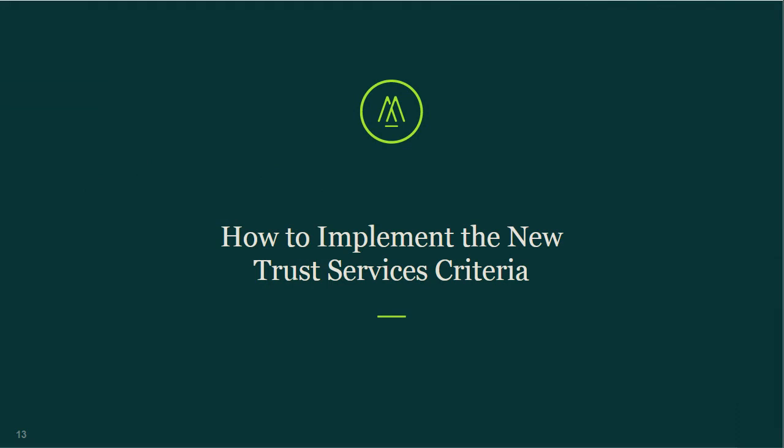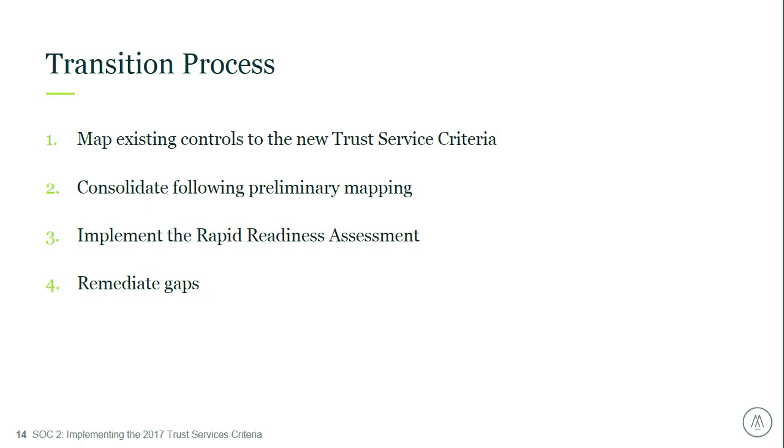Perfect, Kim. Thank you. With all of the SOC 2s to be issued under the 2018 Trust Services criteria after December 15th of 2018, a big question on everybody's mind is, what does the transition process look like? It can be very overwhelming when looking simply at the new criteria, since the wording of the new criteria is vastly different from the old one. How do we simplify the process? Well, we can break it down into 4 simple steps: mapping of the existing controls to the new Trust Services criteria, consolidation of the preliminary mapping, implementation of the rapid readiness assessment, and the gap remediation.